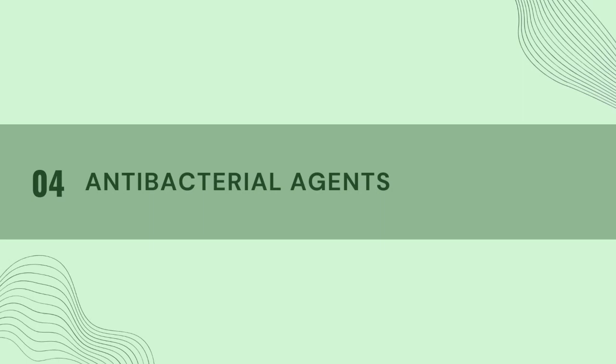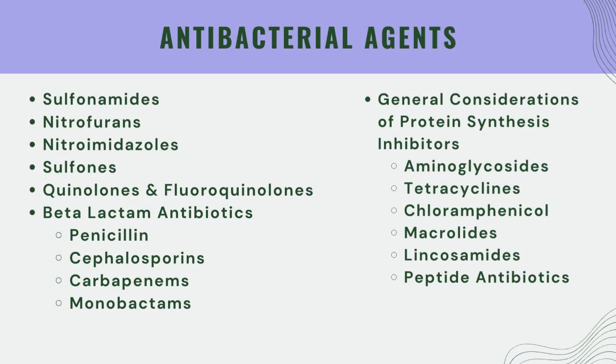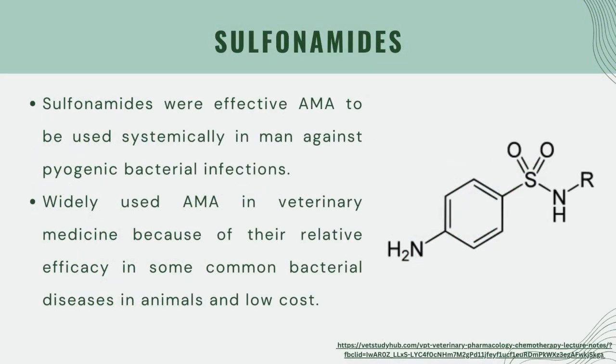Next are the antibacterial agents. The antibacterial agents to be discussed are the sulfonamides, nitrofurans, nitroimidazoles, sulfones, quinolones and fluoroquinolones, the beta-lactam antibiotics, which are the penicillin, cephalosporins, carbapenems, monobactams, and the general considerations of protein synthesis inhibitors, which are the aminoglycosides, tetracyclines, chloramphenicol, macrolides, lincosamides, and peptide antibiotics. Sulfonamides.